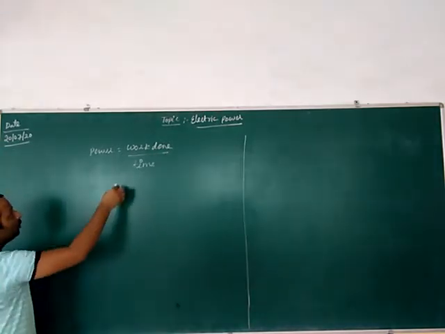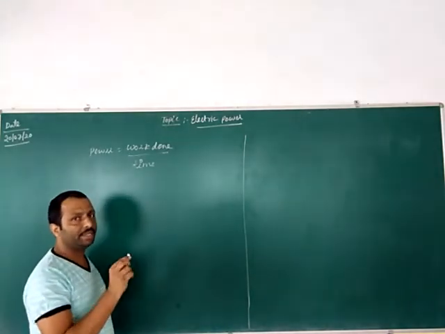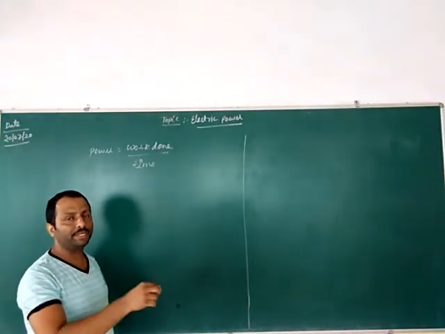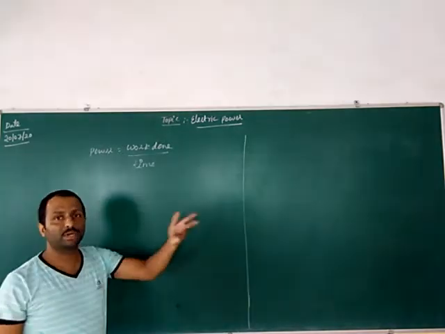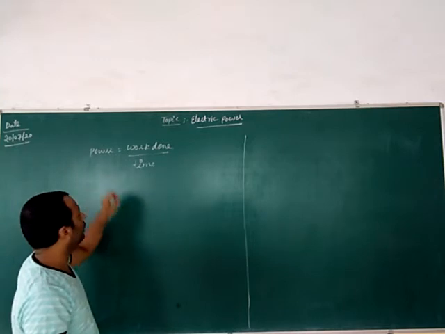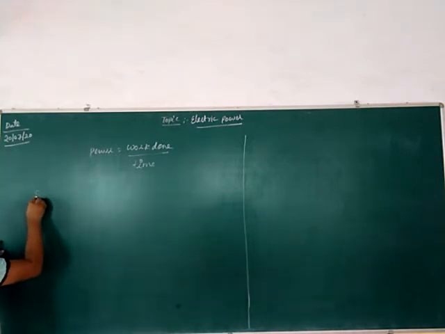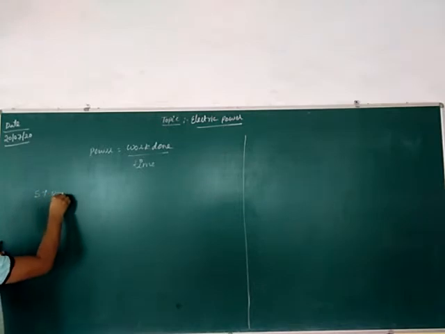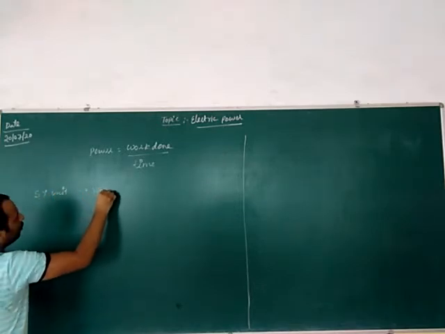Okay. So who is doing the work? Battery is doing the work. And why is it doing the work? To maintain a current in the circuit. So how speedily that work is done, that is defined as electric power. What is the SI unit of power? The SI unit of power is watt.